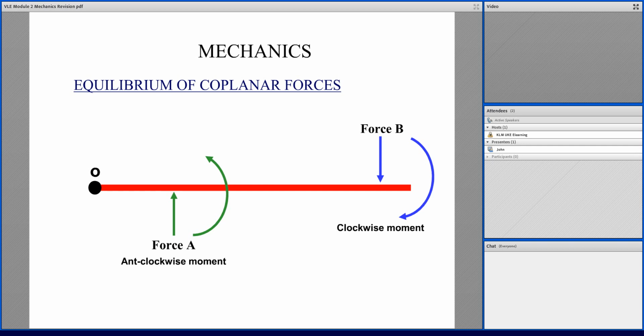Now, if this arm is in equilibrium, that is, it is not moving, then the force A multiplied by the distance to the center of the pivot point, so that will be the distance from force A back to point O, must be equal to the force acting in the clockwise direction multiplied by the distance from that force to the center of the pivot point acting about O.